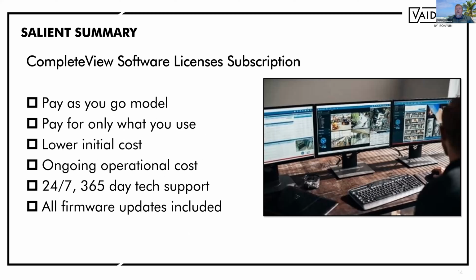So we have a couple different software licenses, and our newest one is subscription. It's a pay-as-you-go model. You only pay for what you use. If you have seasonal shops or locations, you can stand those up, use them, and when they drop off, you just don't renew them at the next renewal period. Much lower initial costs if you're looking to replace an existing expensive system. A lot of times we can use your servers and bring in even a portion of the subscription license. 24/7, 365 day support is included, and all firmware updates are included as well.